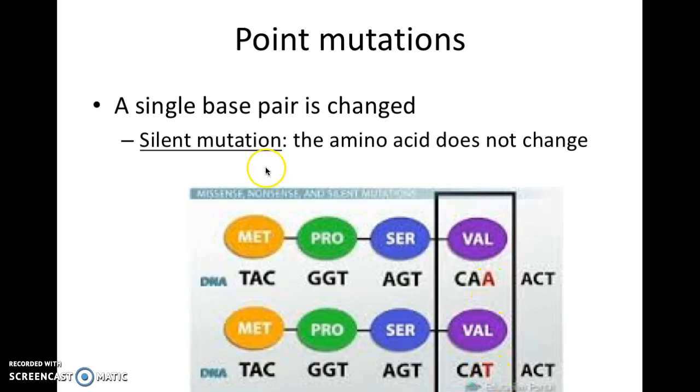A type of point mutation is called a silent mutation, in which the amino acid does not change. If you look at a codon wheel, CAA codes for valine, CAT also codes for valine. So even though I changed my DNA code, I didn't get a net effect. I still have valine. Silent mutations are when something is changed, but we don't really have an overall effect when it comes to protein function.